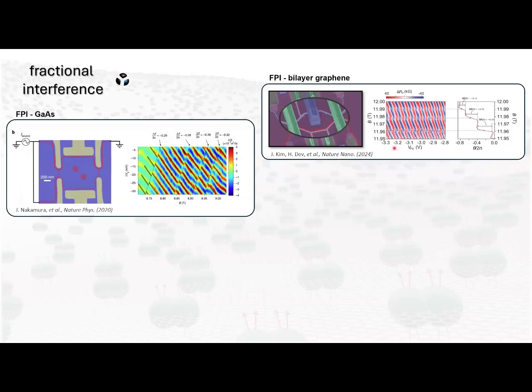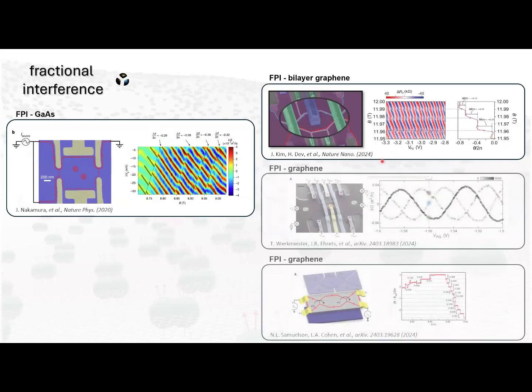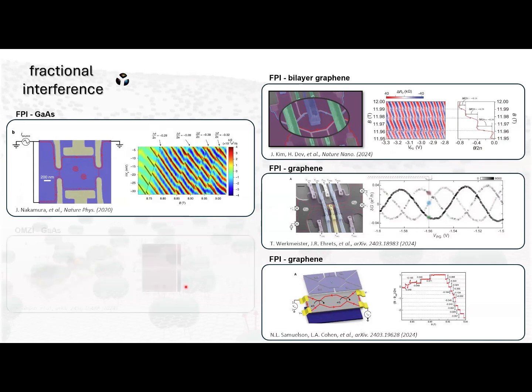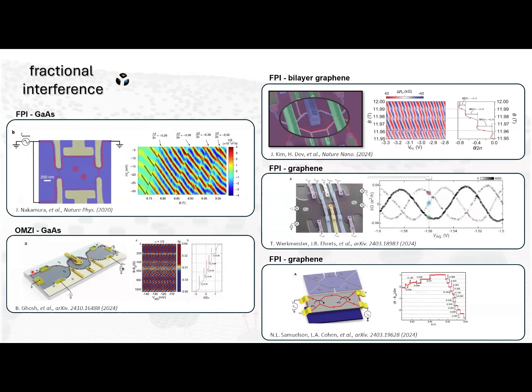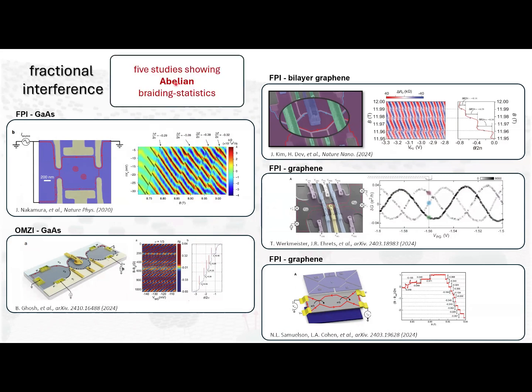This is our study on bilayer graphene. There are 2 studies now on graphene by Philip Kim's group and Andrea Young's group, and also a work by Moti on optical Mach-Zehnder, which also saw phase jumps. So there are actually now 5 studies showing abelian braiding statistics on different platforms: gallium arsenide, graphene, bilayer graphene, Fabry-Perot, optical Mach-Zehnder.